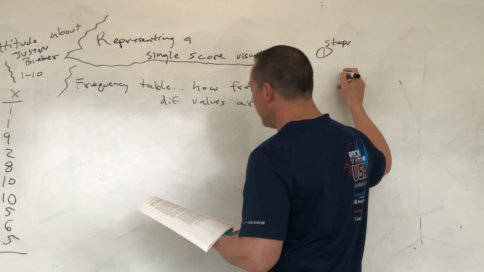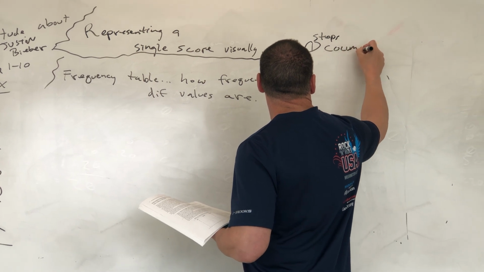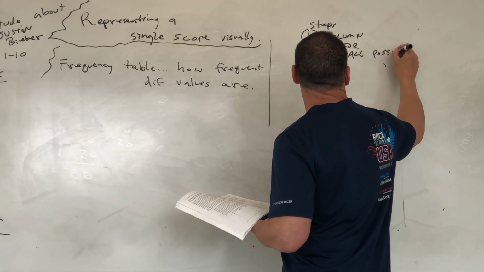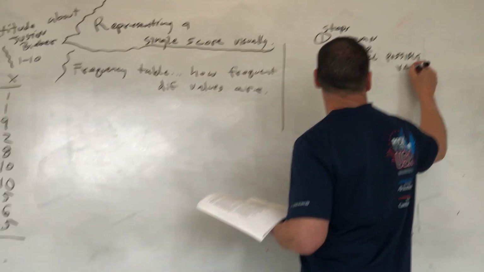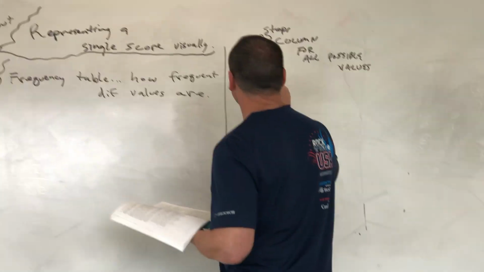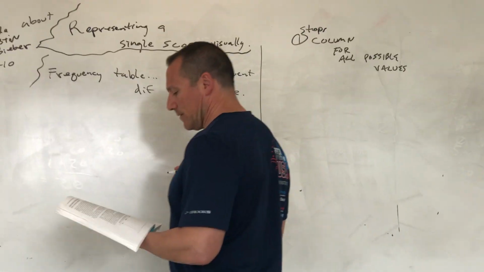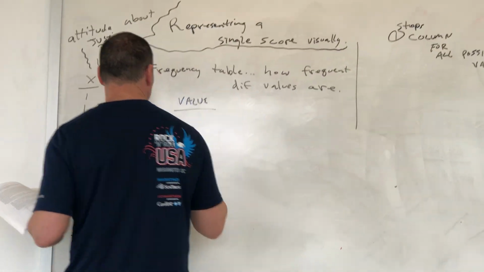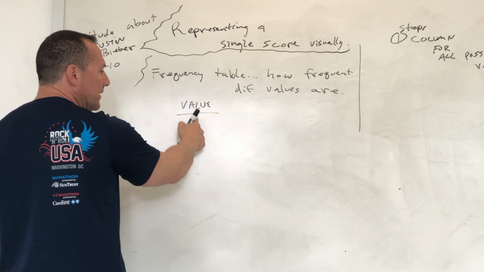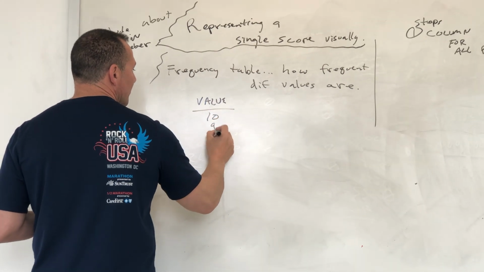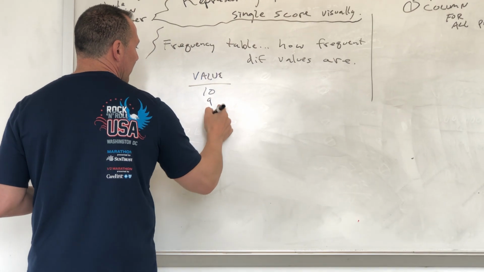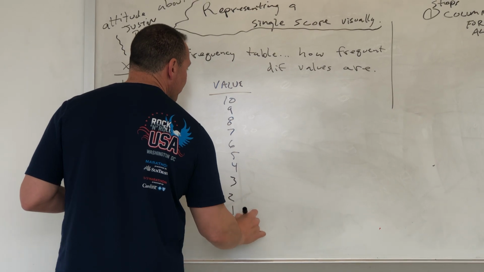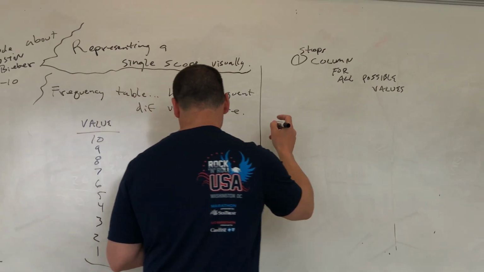The first step is you're going to make a column for all possible values. So it looks like that, and you're going to start, we do this in descending order. There's no great reason for that, but that's the tradition. So 10, 9, 8, 7, 6, 5, 4, 3, 2, and 1. Okay, so a column for all the possible values.